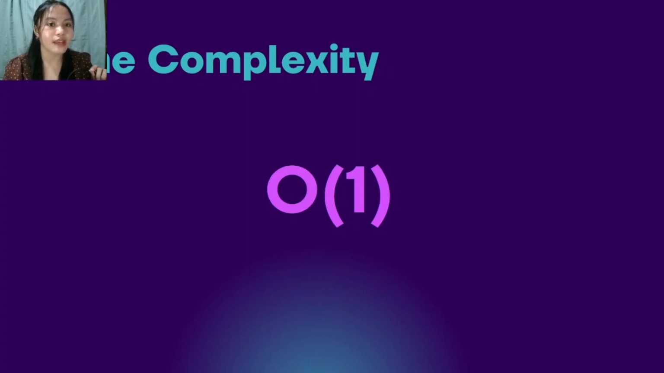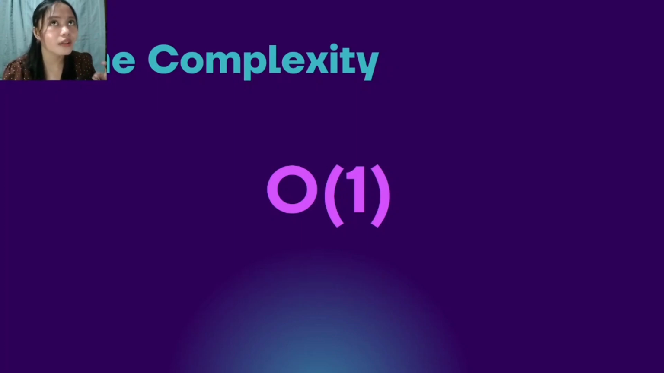Next is the time complexity. I would like to add this because the operations I have mentioned, those methods, have a time complexity of big O of 1. It is the least time complexity in our chart. So those methods have big O of 1 time complexity, meaning to say they don't consume that much time.